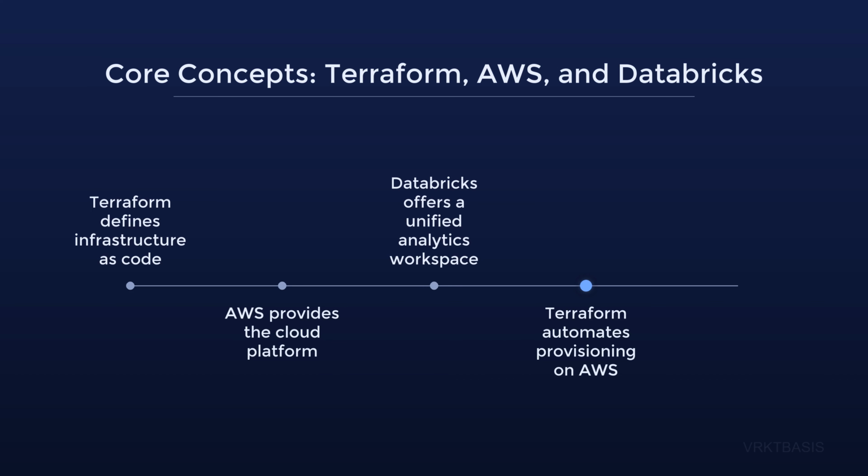Now, the bullet tells us that Terraform automates provisioning on AWS. Instead of manually clicking through the AWS console to set up networks and services, you write a declarative configuration file. Terraform reads that file and handles all the API calls to build out your exact Databricks environment on Amazon's cloud, ensuring consistency every single time.